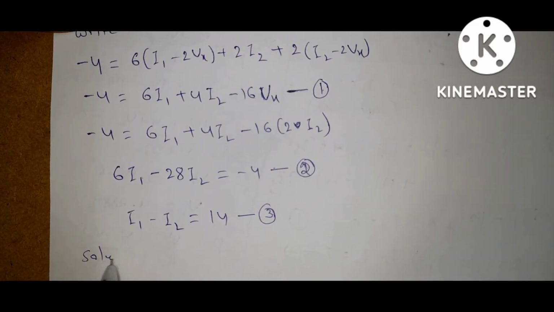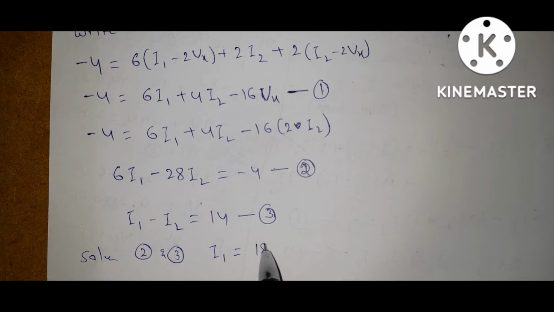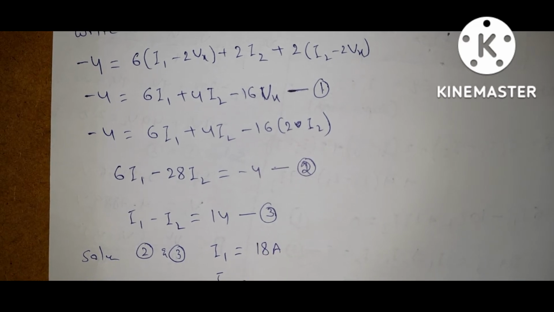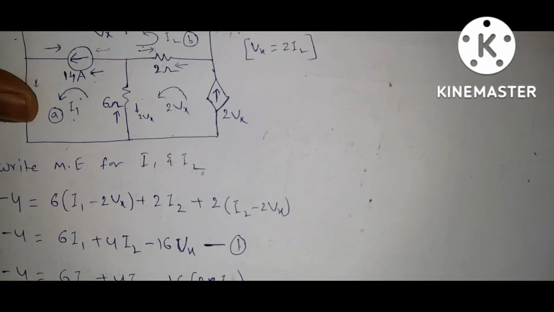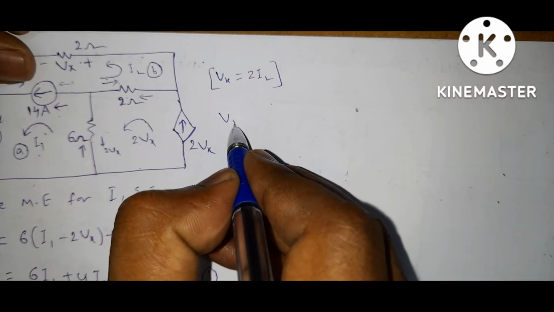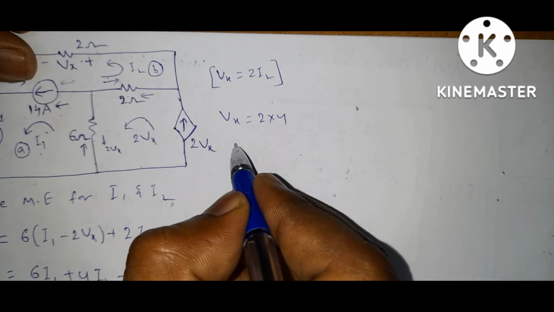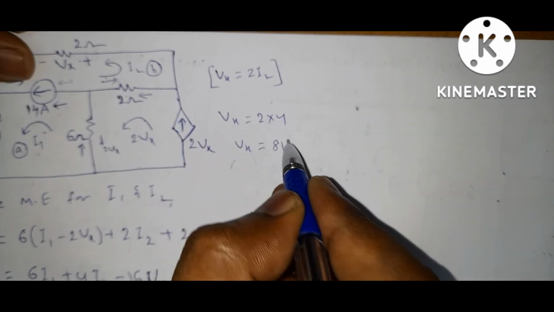Solve 2 and 3. You will get I1 is equal to 18 amps, I2 is equal to 4 amps. From this expression, what is Vx? Vx is equal to 2 into 4. Vx is equal to 8 volts.